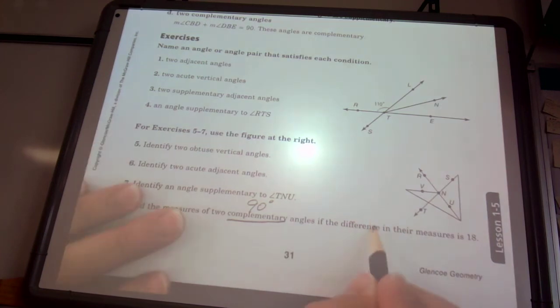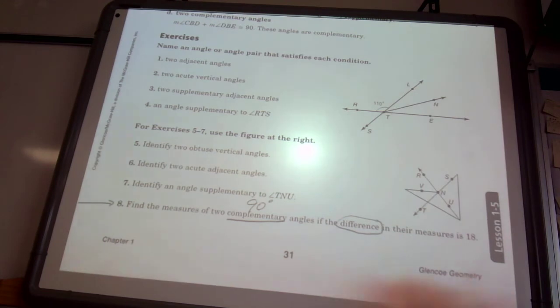So the key word here, hopefully for you, is difference. And you learned when you were younger that difference is subtraction, right? So somehow we need to be able to subtract these values, and there'd be a difference of 18 between our angles. Well, let's look at this.